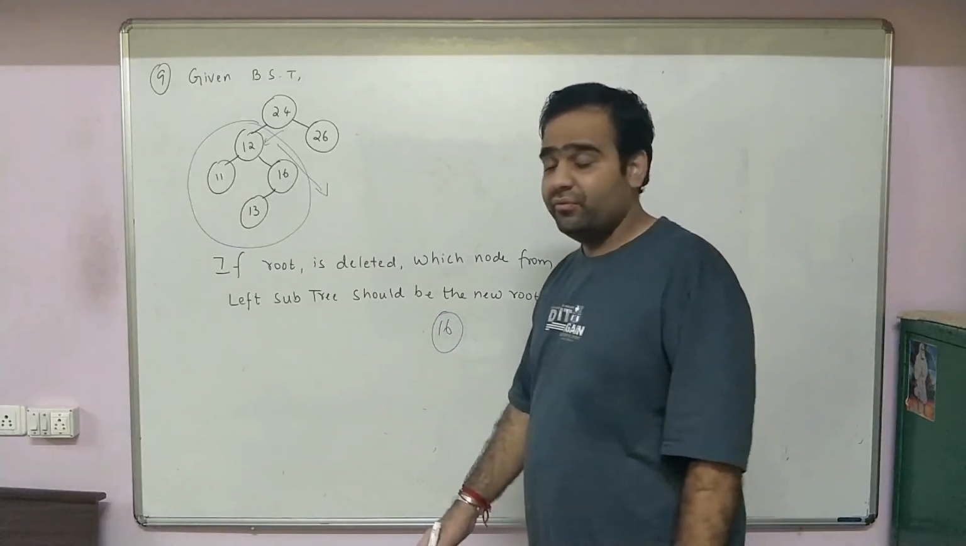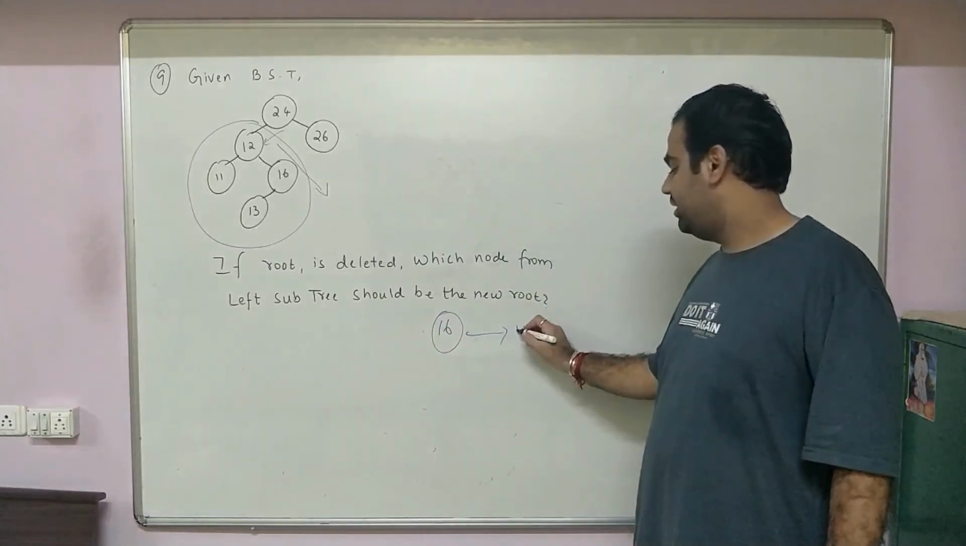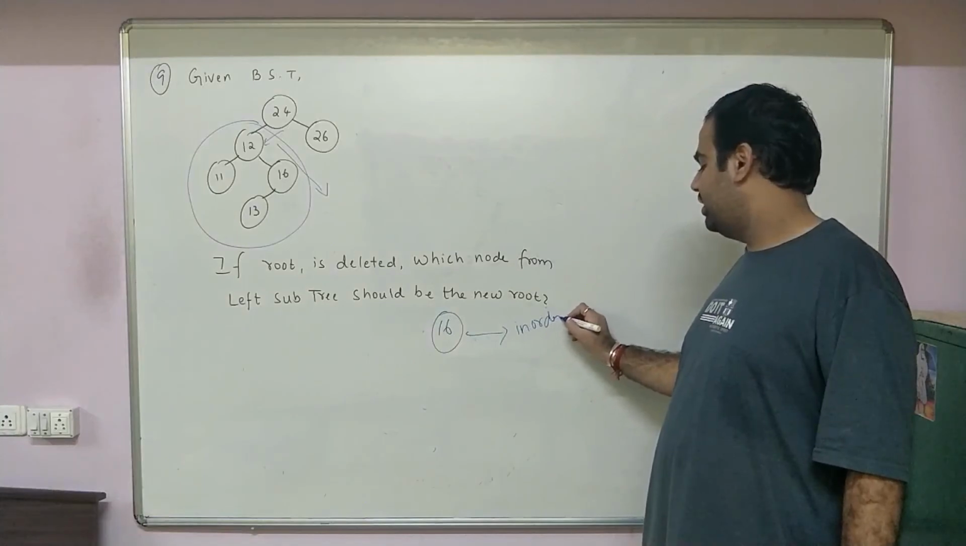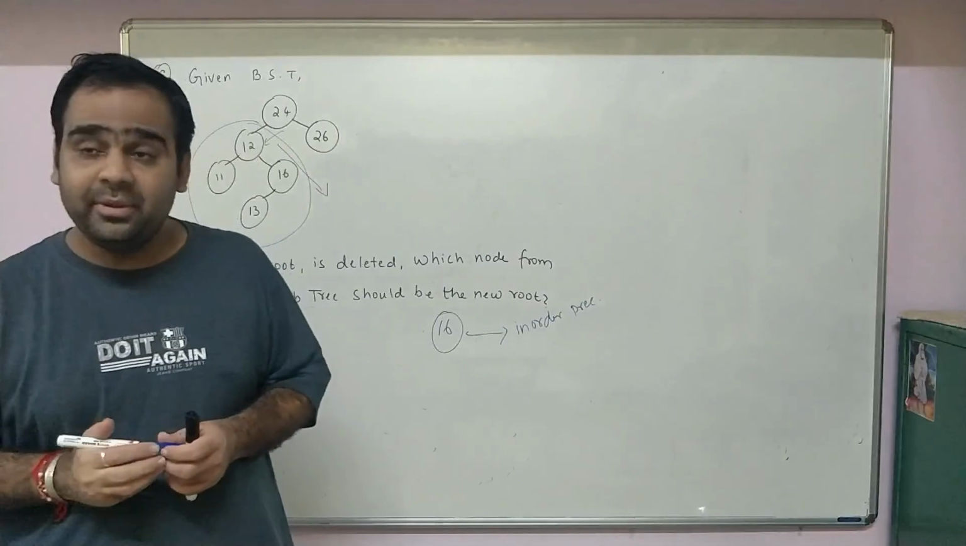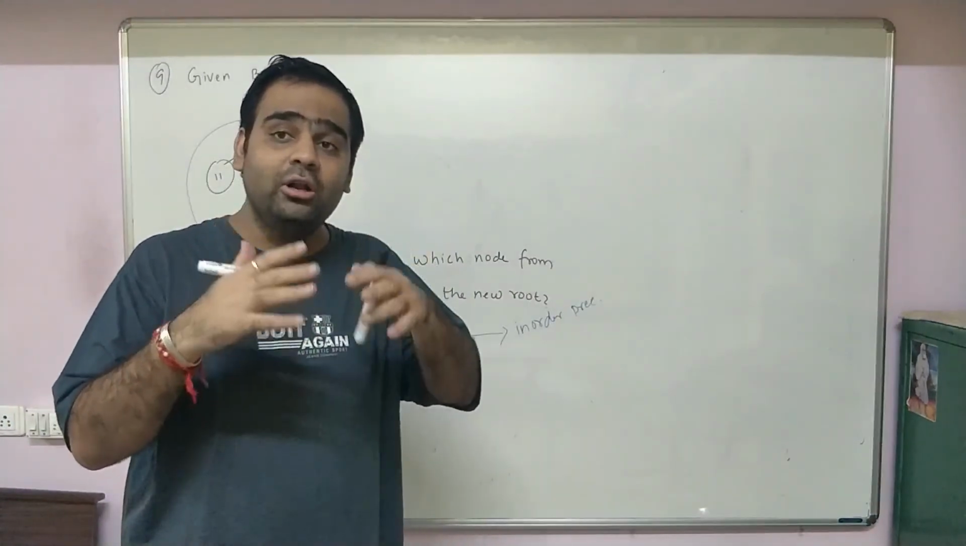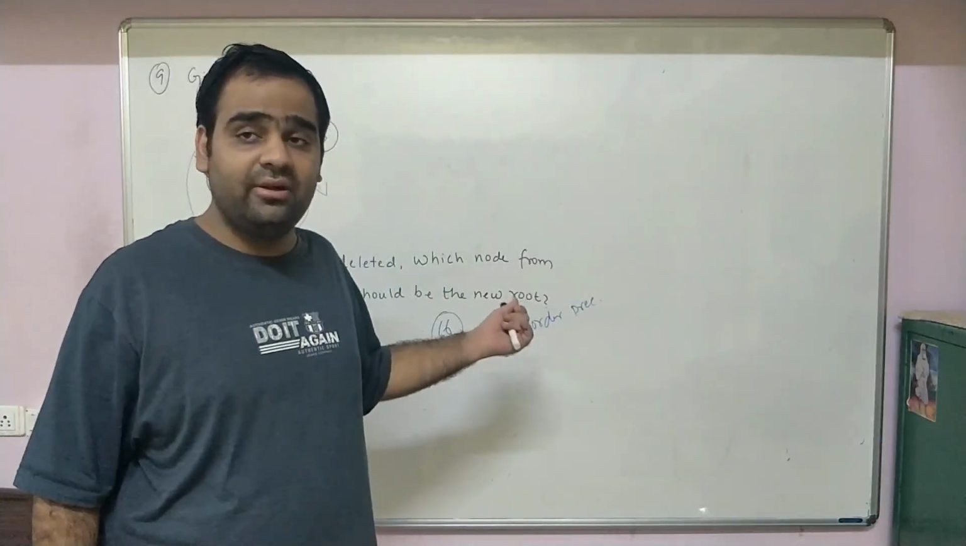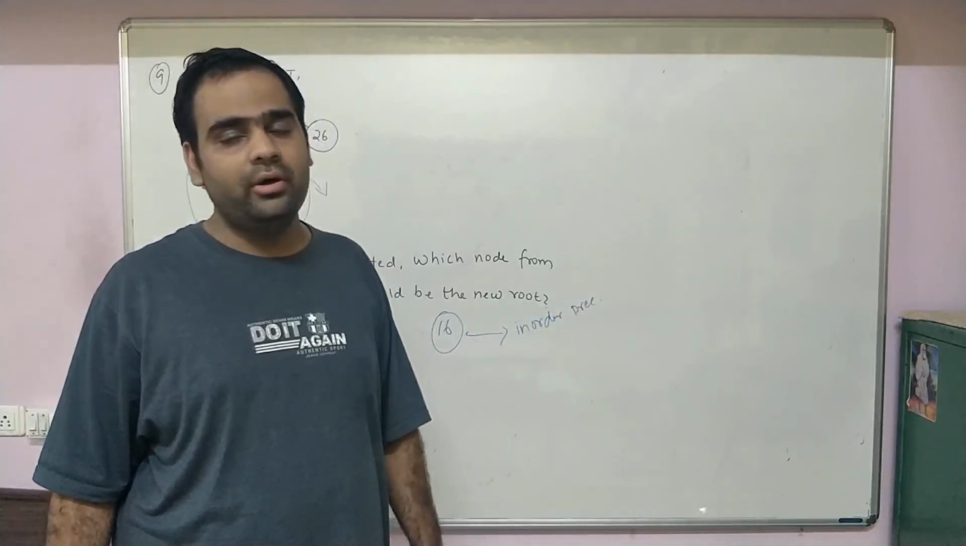The new root will become 16. And this 16 is what? In-order predecessor. And why is it in-order predecessor? Because it is on the left subtree. Had it been on the right subtree, you would have found the in-order successor. Now since this is the left subtree, you find the in-order predecessor.